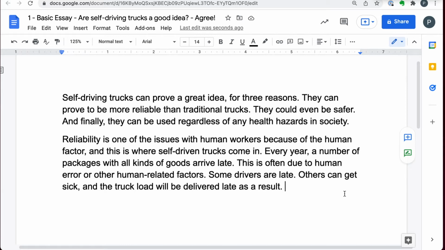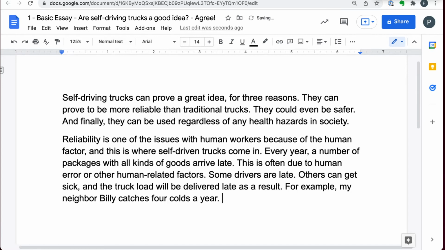Now I can do an example if I want. For example, my neighbor Billy catches 4 colds a year, and so as a truck driver, this makes him, no, I don't want to do a dangling phrase, and this makes him a rather unreliable truck driver, at least several times a year.